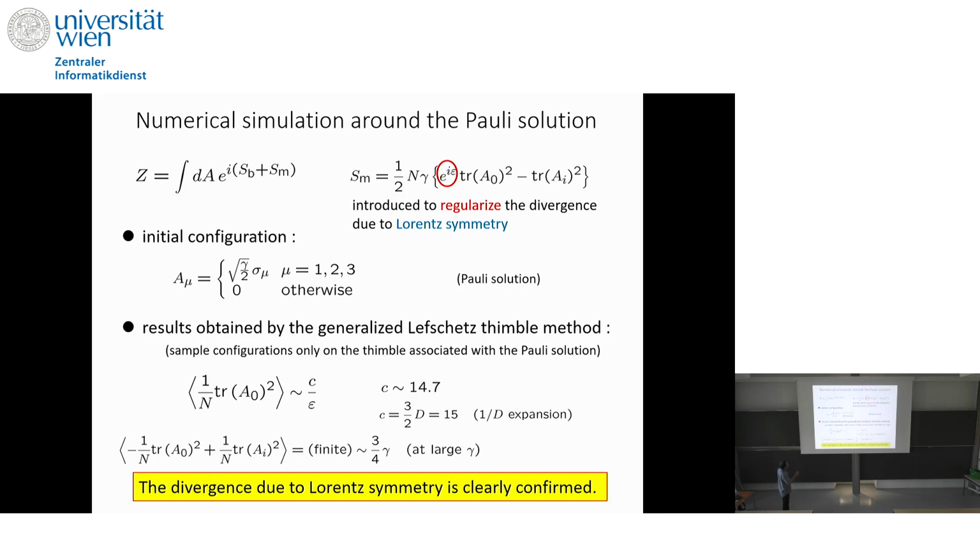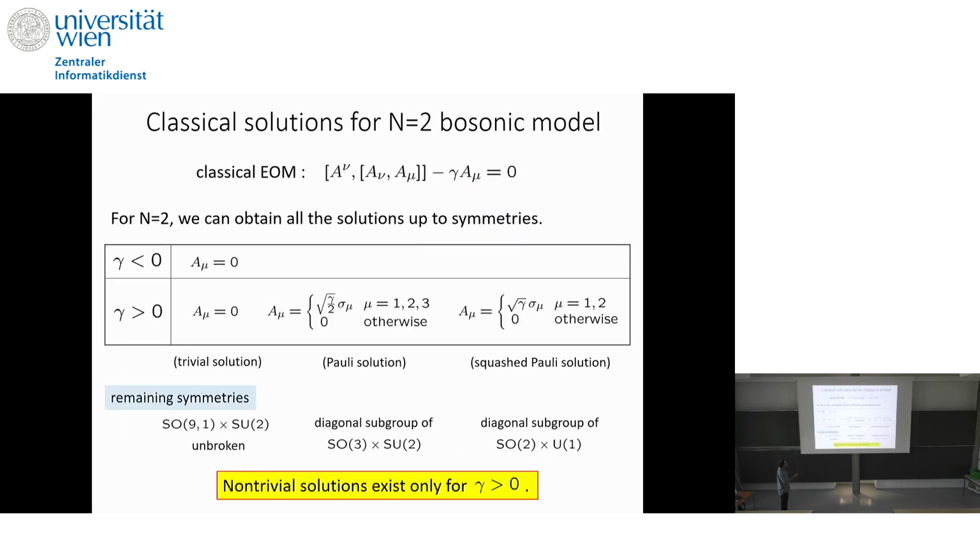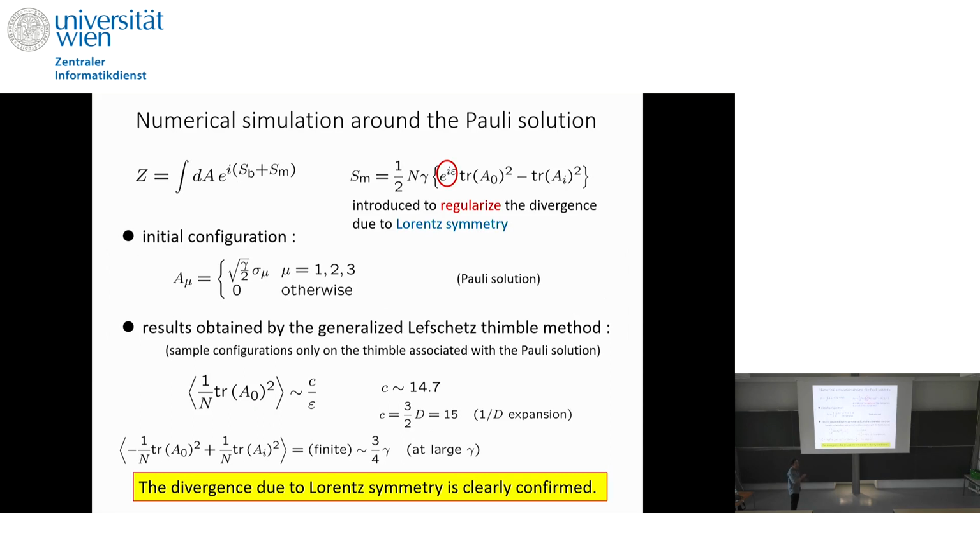And then I'm going to show you some results obtained by the generalized Lefschetz thimble method. But here we sample configurations only on the thimble associated with the Pauli solution. In fact, in this model we have 3 solutions, and therefore there are 3 thimbles associated with them. But in the simulation, we don't sum over all the thimbles. We just consider one thimble, which is associated with the Pauli solution. And that's how we did the simulation.